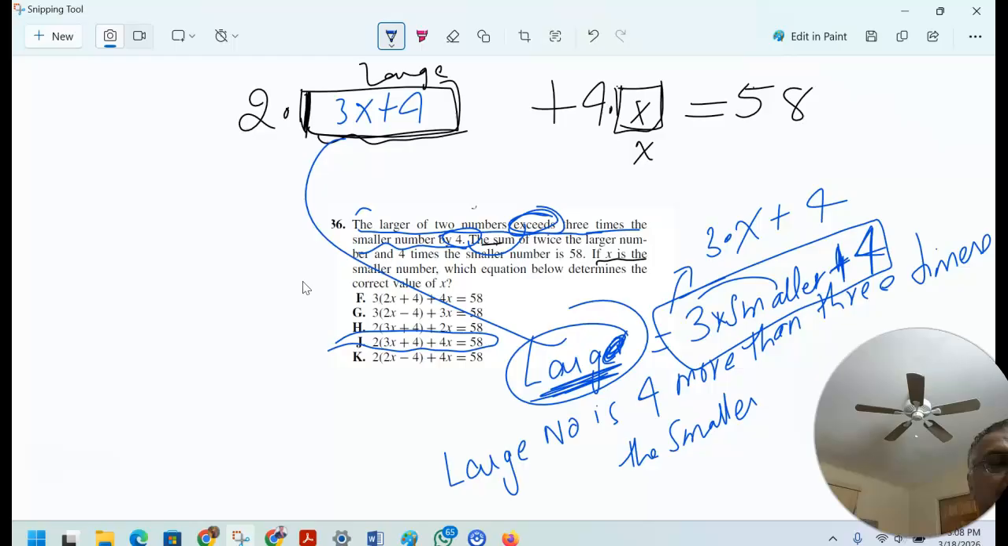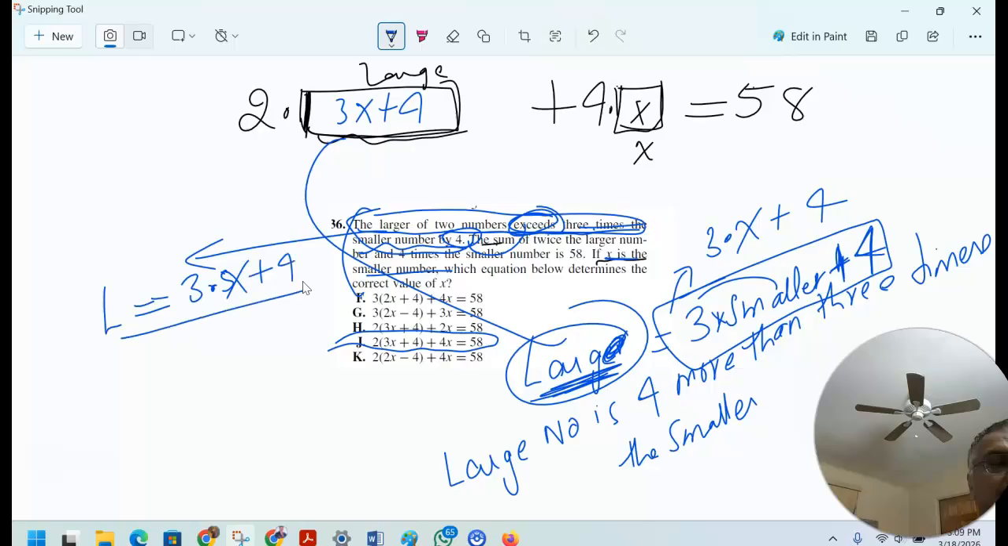As I said, you need to read this, and the first part looks a little crazier. If you can get it directly, that's fine. From the first information itself, you could write like this: the large number is 3 times the smaller number, which is x, because they gave you x is the smaller number, by how much more? It is 4.